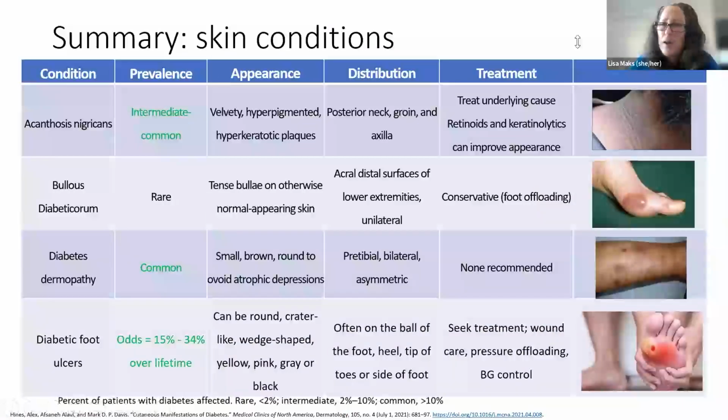So we're going to walk through a couple of charts of common and not so common skin conditions. We'll kind of outline the more common ones and just what it is that they would do to help for this. I put pictures on this so that you can really get a visual of it. Acanthosis nigricans is kind of an intermediate occurrence and prevalence, and we might see these hyperpigmented areas on the back of their neck, in the groin, or the axilla.